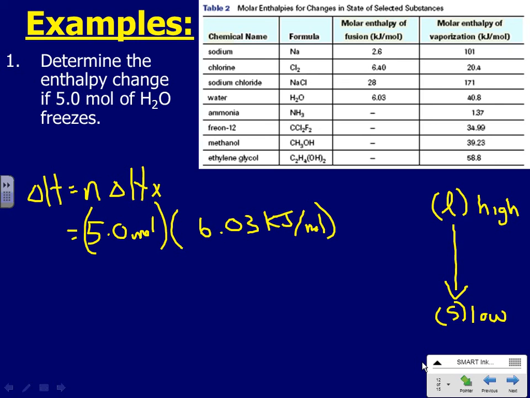You'd lose energy, okay? So in other words, some H would have to leave. So what would the sign be of my molar enthalpy if I'm freezing something and the energy is coming down? Yep, negative. It's negative because I'm going from a high energy state to a low energy state. So I need a negative.